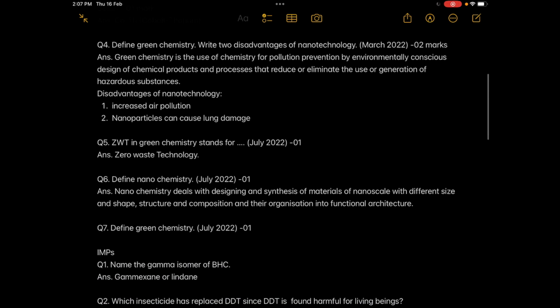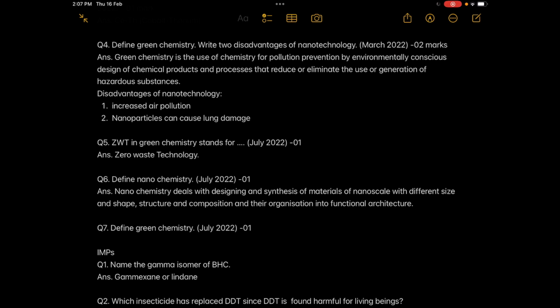Define green chemistry. Now, this question has repeated twice. That's March 2022. Also, you can see July 2022, the same question has repeated. So, what's green chemistry? It's the use of chemistry for pollution prevention by environmentally conscious design of chemical products and processes that reduce or eliminate the use or generation of hazardous substances.